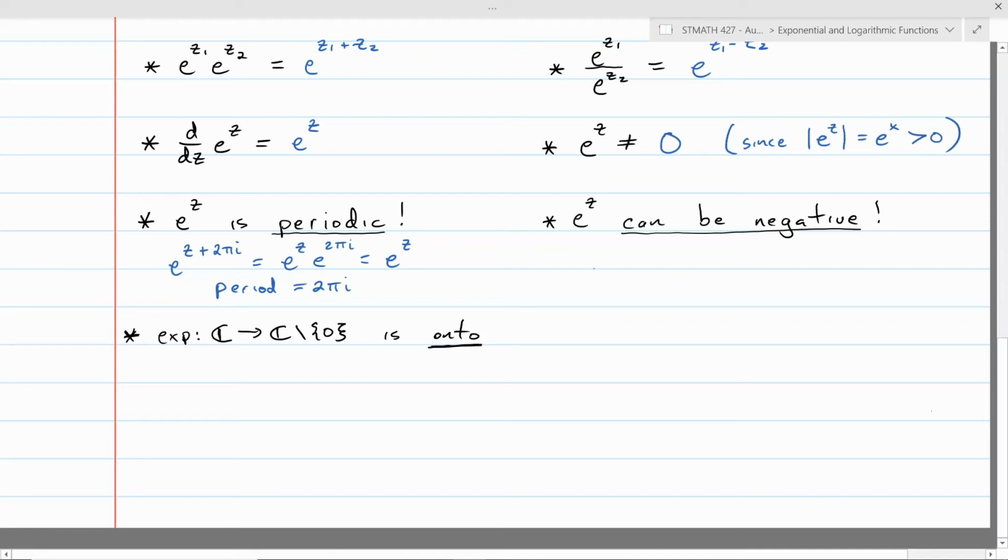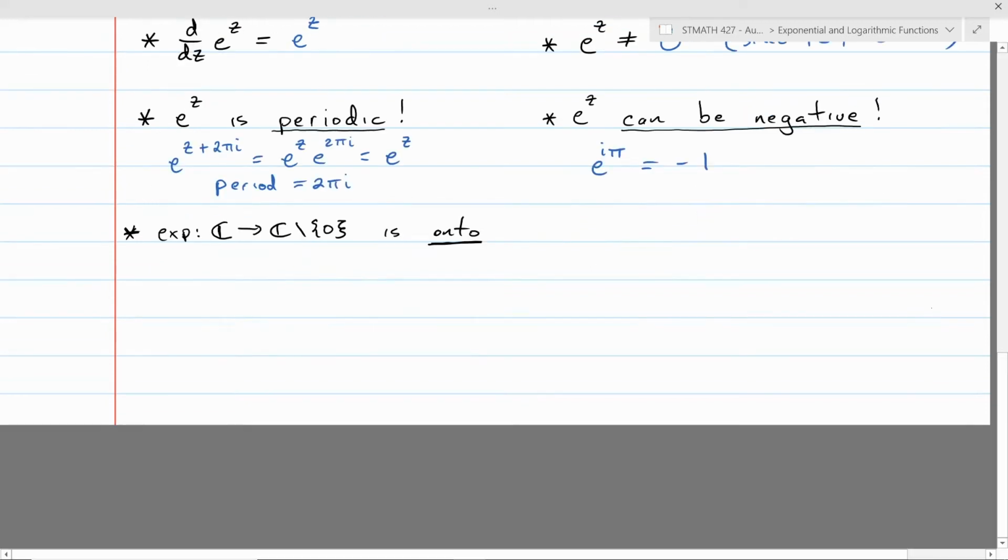A quick example of that is e to the i pi. e to the i pi is -1. So that's different than the old exponential. Just something I wanted to note here. This is something we'll essentially prove when we start talking about logarithms. But any non-zero complex number is the output of the exponential function. So the exponential function is onto the complex numbers minus the origin.